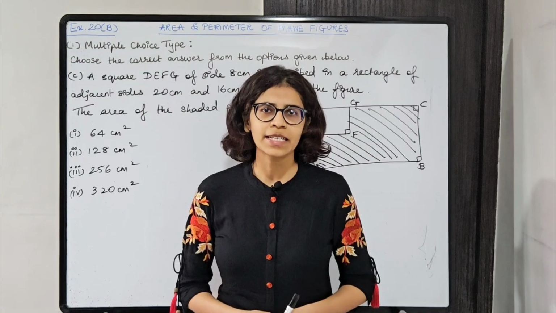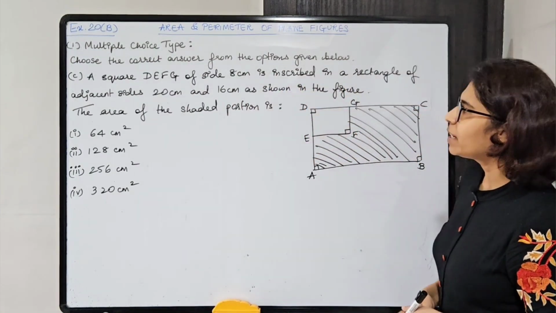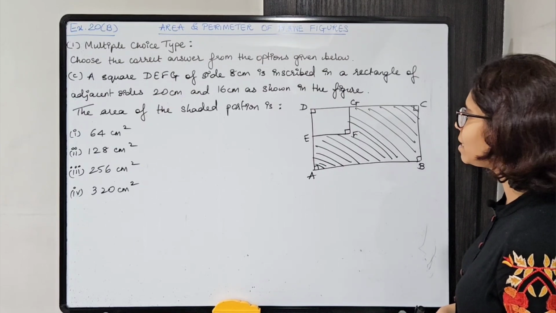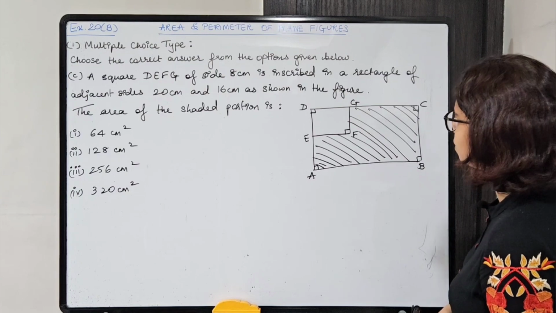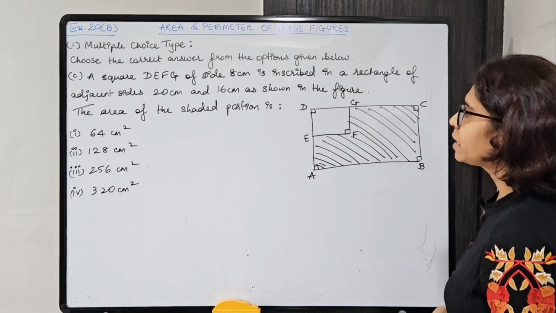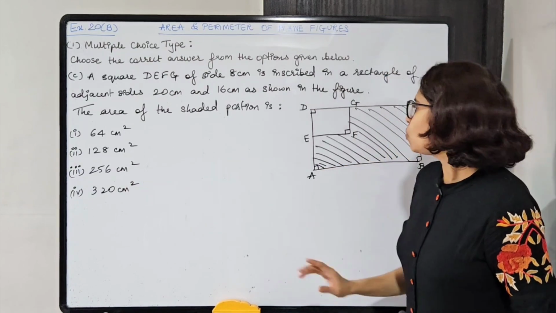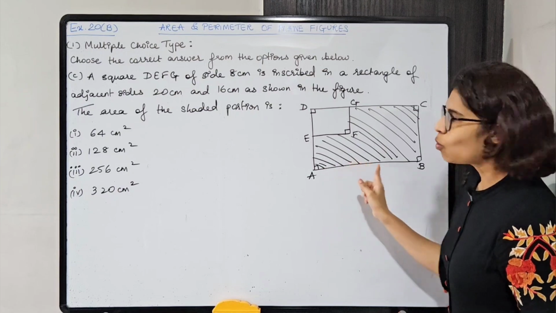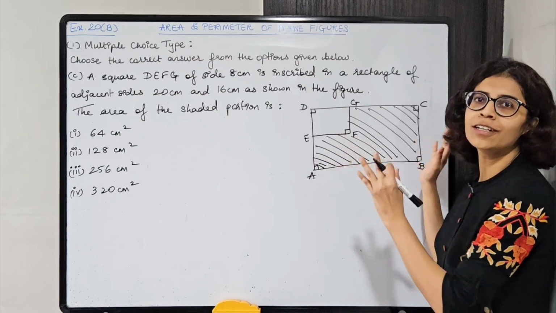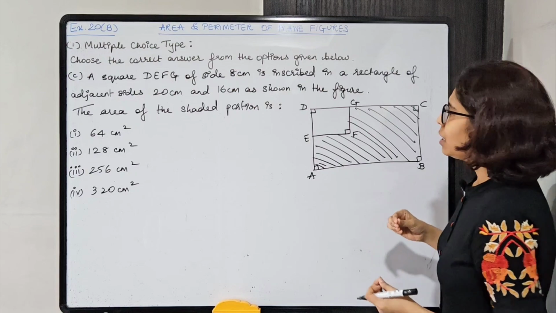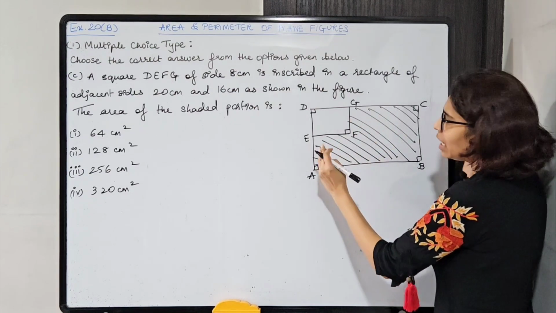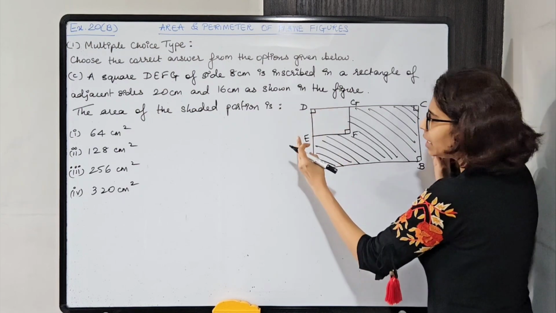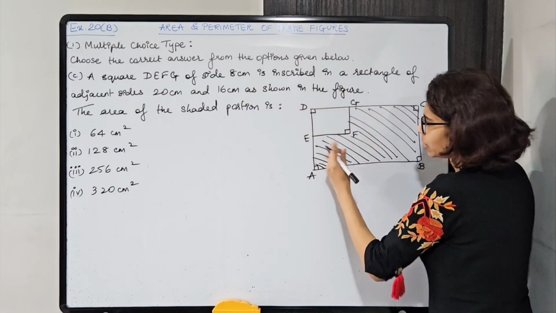Okay. Next MCQ. C, a square DEFG of side 8 cm is inscribed in a rectangle of adjacent sides 20 cm and 16 cm as shown in the figure. The area of the shaded portion is. Again we look at the options later. So there is a diagram given over here. We have to find out the area of this shaded portion. This shaded portion is not a definite figure, right? So what we'll do is, this shaded portion is the entire area of this rectangle minus the area of this square. If we remove the square from the rectangle, I will get this shaded portion.